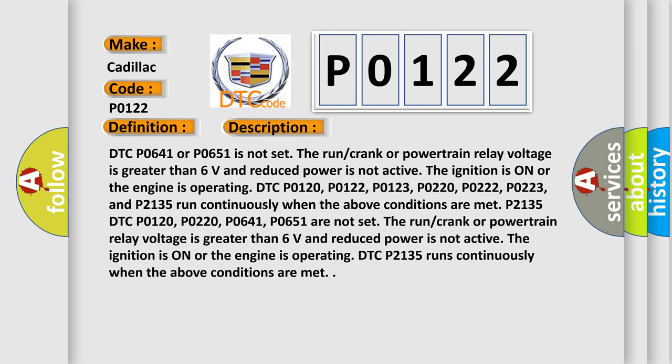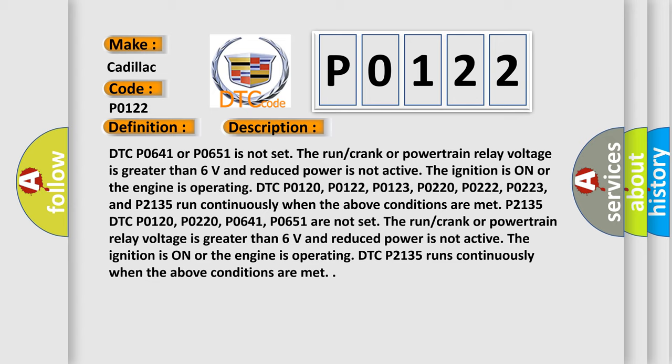DTC P2135 runs when DTC P0120, P0220, P0641, P0651 are not set. The run crank or powertrain relay voltage is greater than 6 volts and reduced power is not active. The ignition is on or the engine is operating. DTC P2135 runs continuously when the above conditions are met.